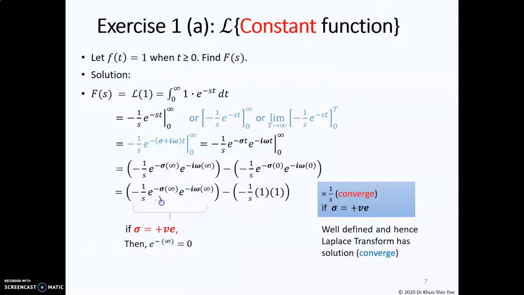On the other hand, if your sigma is positive, then your exponential negative infinity will be equal to 0. So this part can be equal to 0. So this part is equal to plus 1 over s. So you get the result to be 1 over s for the F(s). So in this case, you found that if the sigma is positive, then you get a converged solution, where the Laplace transform result is well defined.